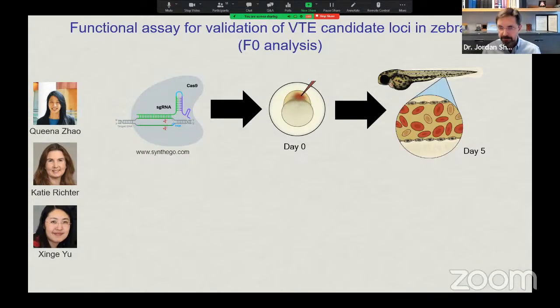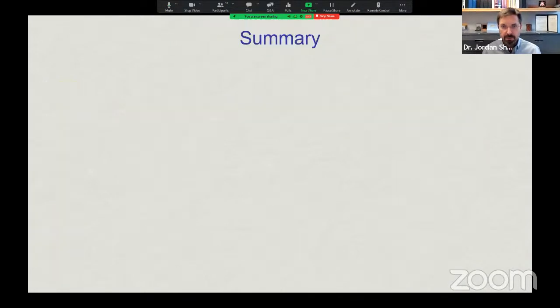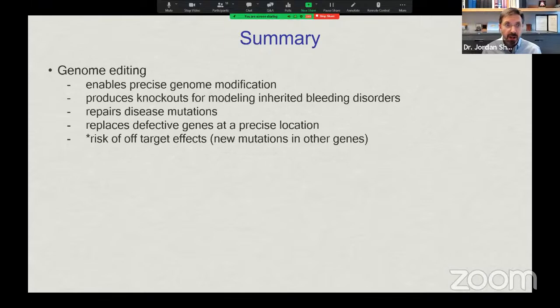So that'll be very interesting to study further. So in summary, I've shown you that genome editing enables precise genome modification. It produces knockouts that we can use to model inherited bleeding disorders. It can repair disease mutations. It replaces the defective genes at a precise location. What I didn't talk at all about today is the risk of off-target effects. So it's a precise location, and these are chosen to hit that location.